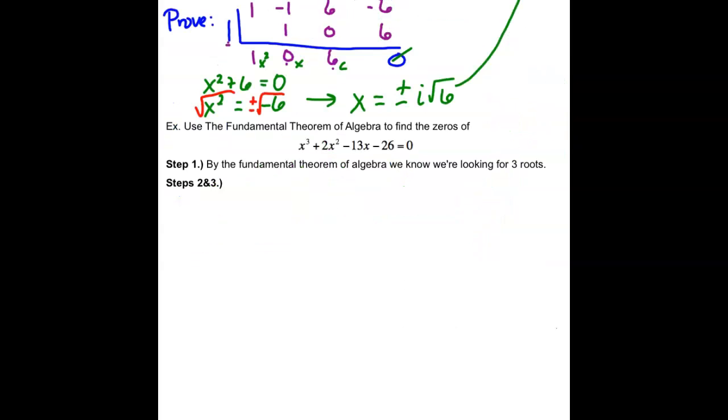All right, our next example. It says use the fundamental theorem of algebra to find the zeros of x cubed plus 2x squared minus 13x minus 26 equaling 0. So again, that first step says if we have degree 3, we are looking for 3 roots.